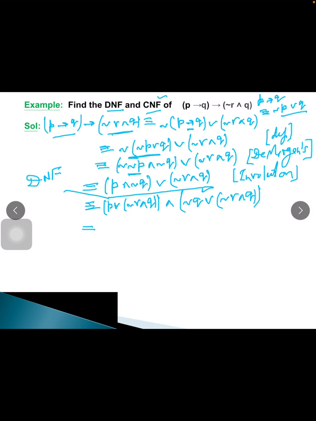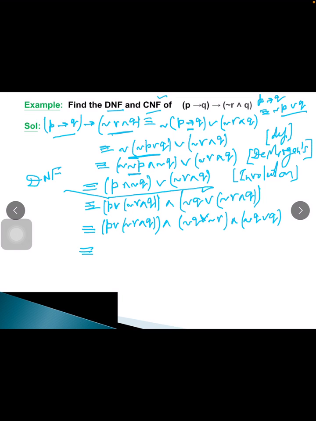Now after that, this is equivalent to P or (negation R and Q). After that, what do you do here? You use the distributive law again. When we use it again, it becomes R, the negation of Q or negation of R, and negation of Q or Q.